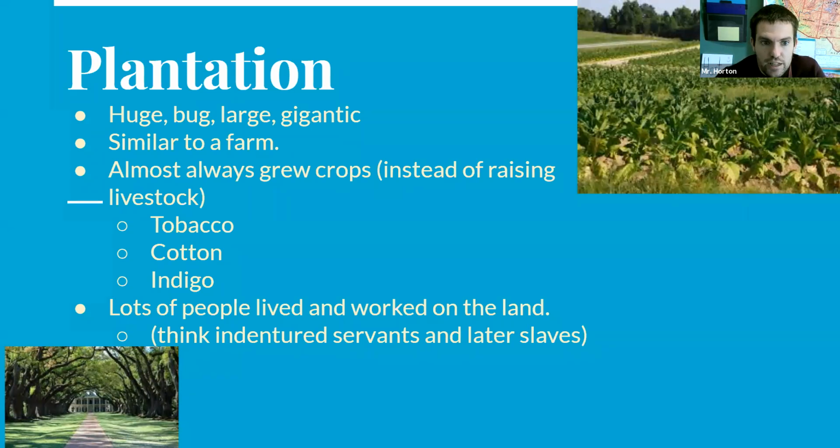Alrighty, so that's plantations. These are huge, gigantic fields, similar to farms, and they grew tobacco, cotton, and indigo. That helps you answer number 5, those 3 crops.